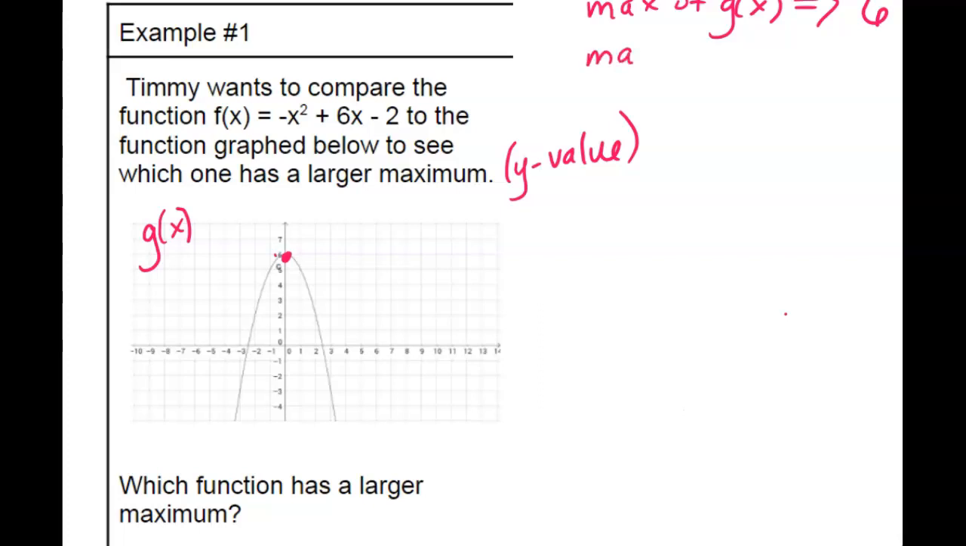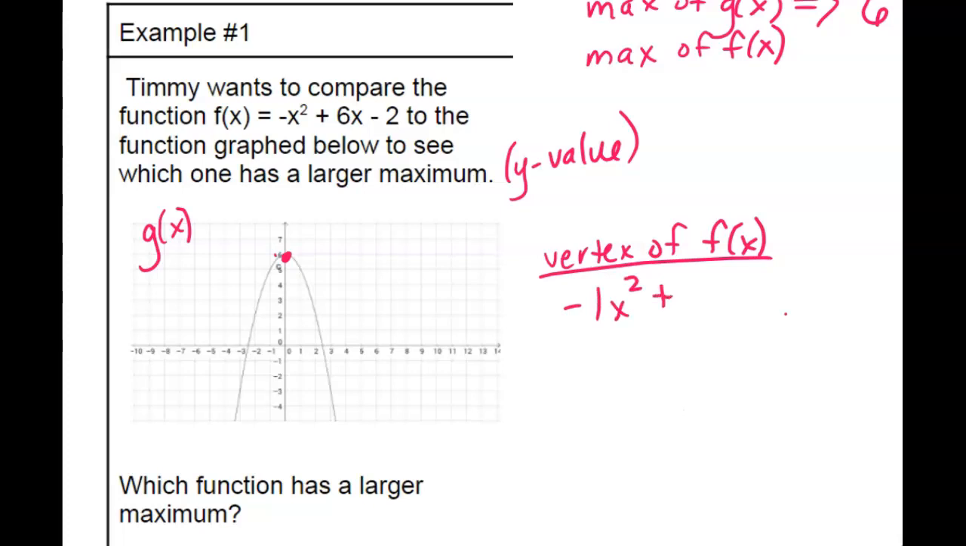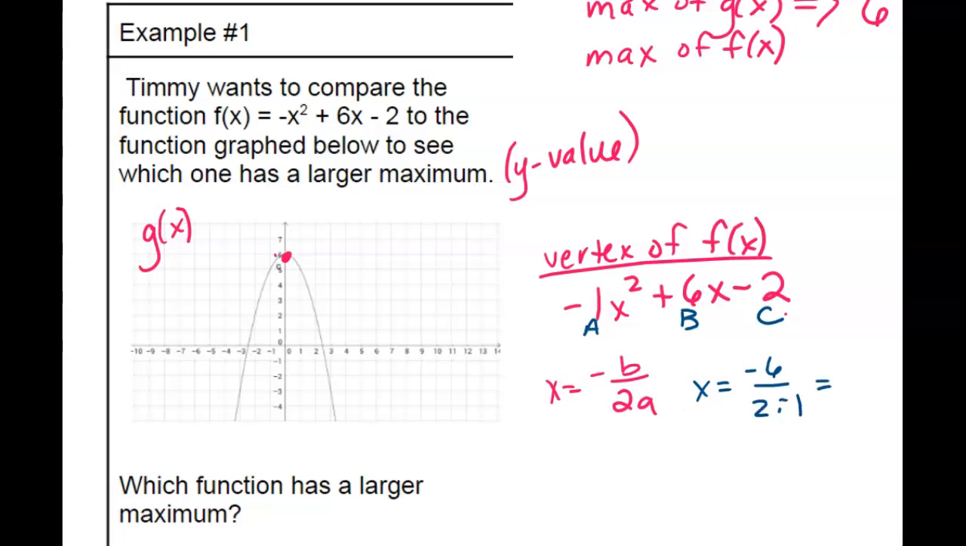Okay? And we need to find the maximum of our equation. So because that's at the vertex, we need to find the vertex of our equation, which is negative 1 x squared plus 6x minus 2. So this would be in standard form. So we're going to use our vertex is the opposite of b divided by 2a. So we've got a, b, c. So x equals the opposite of b, 2 times a. So 6 divided by negative 2, if you're using a calculator, put that in parentheses, and we get 3.